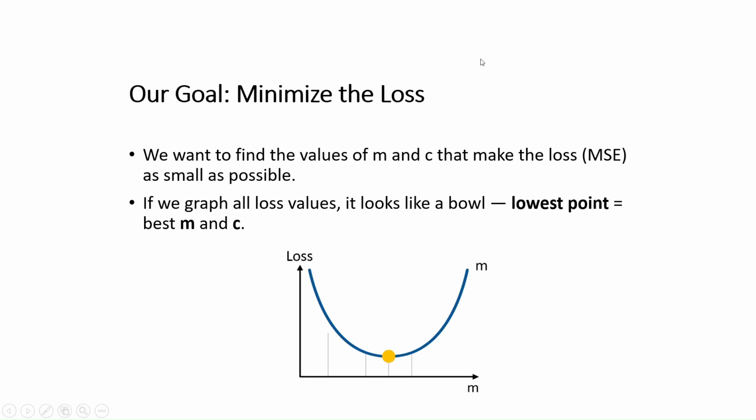Then in this slide, our goal is to minimize the loss. We want the best values of m and c that make MAE minimum. If we draw the error values for different m and c, it looks like a bowl shape, where the highest points on the bowl equal large error and the lowest point at the bottom equals minimum error. So our aim is to reach the lowest point.